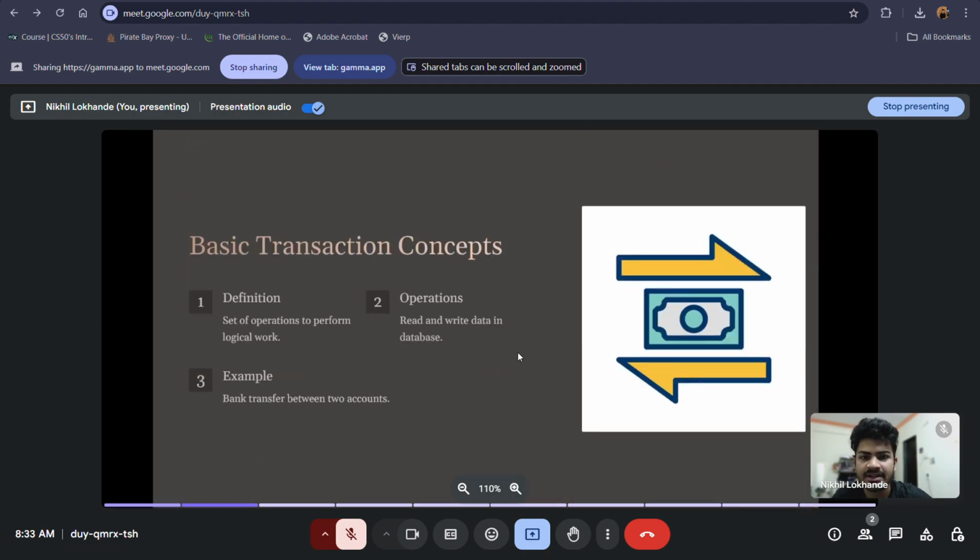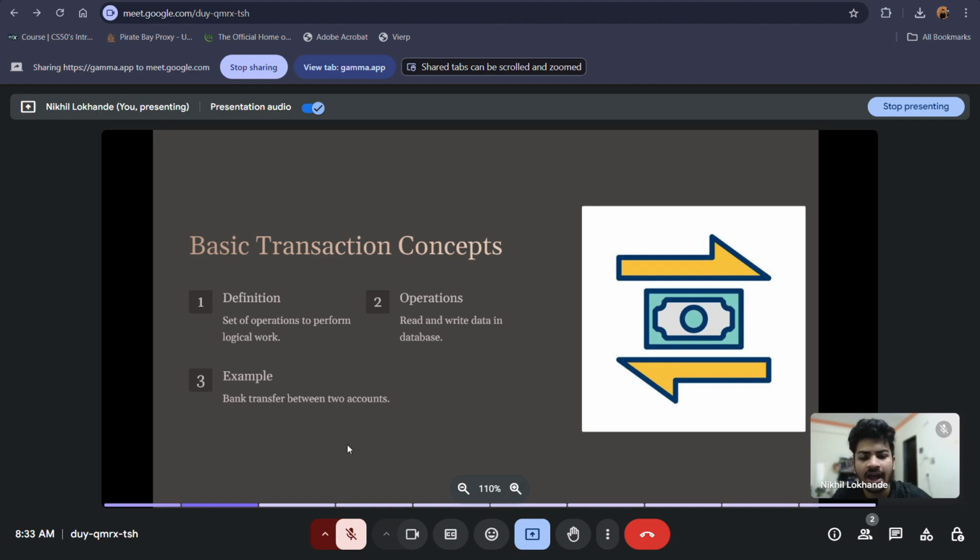So, what are the basic transaction concepts? Definition. What does transaction mean? Transaction means set of operations to perform logical work. What are operations? Operations read and write the data in the database. What is an example of a basic transaction? A bank transfer between two accounts.